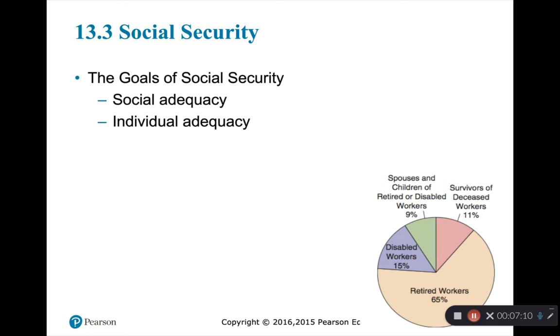However, Social Security is also based on individual adequacy, which means it is partially based on earned rights. You pay into Social Security through payroll taxes, meaning if you are employed, you are likely paying into Social Security and therefore will be eligible to receive benefits when you are over 60 years old.